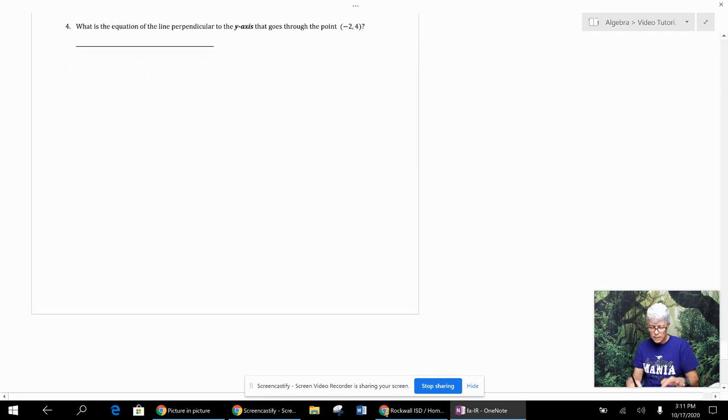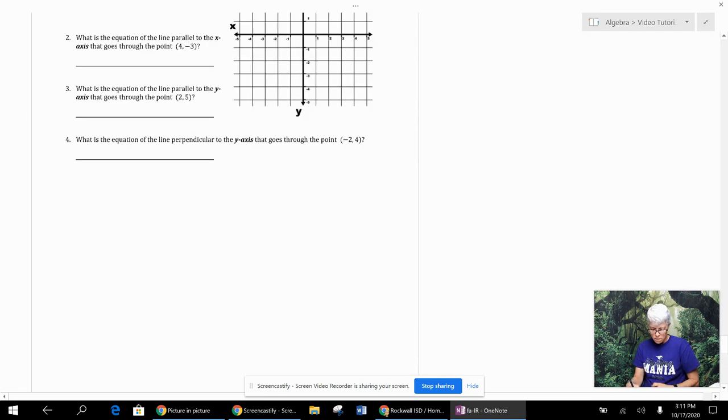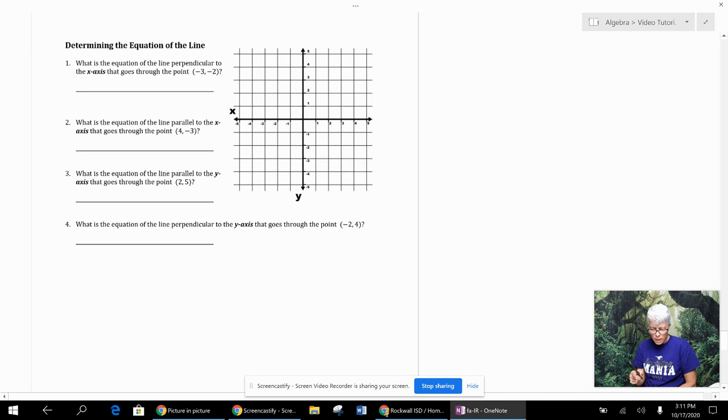All right, this is the second page now. What is the equation of the line perpendicular to... okay, these are the kind of questions that you'll get on the test. So watch how I process through this. The equation of the line that's perpendicular to the x-axis that goes through the point -3, -2. So one thing we can be sure about is -3, -2. So let's find that point. So -3, -2, right here.